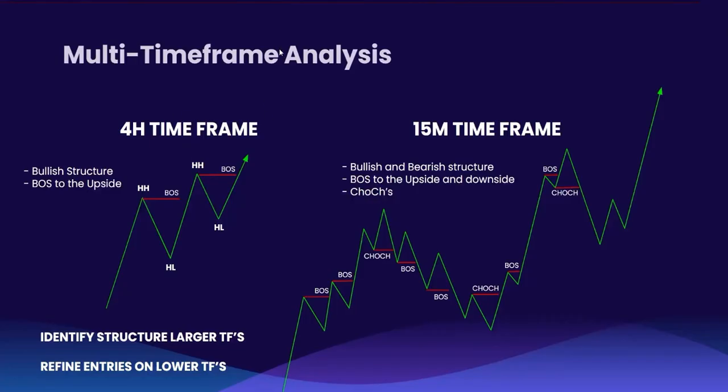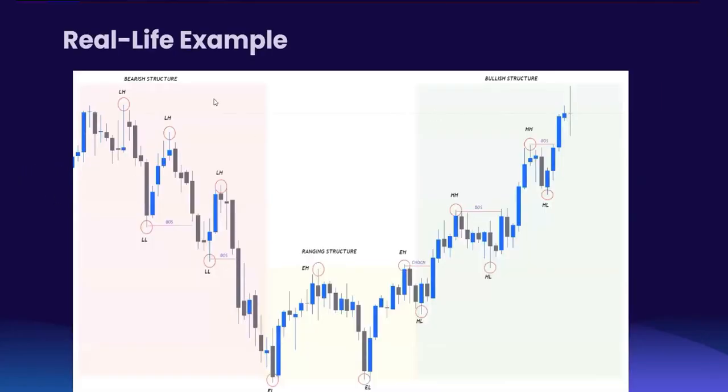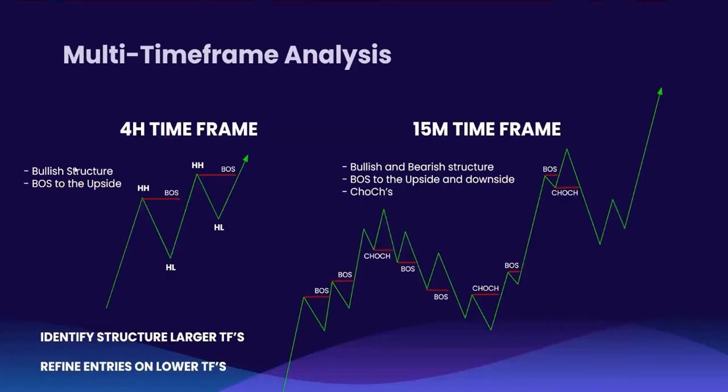So look very closely. On the 4-hour time frame, you can only see there's a bullish structure, as price is creating higher highs, higher lows, and it's breaking structure to the upside all the time. Which means on the 4-hour time frame, very straightforward, there's a bullish structure. But what happens if we get the exact same piece of the chart and we analyze it on the 15-minute time frame? As we can see, we have bullish and bearish structures.